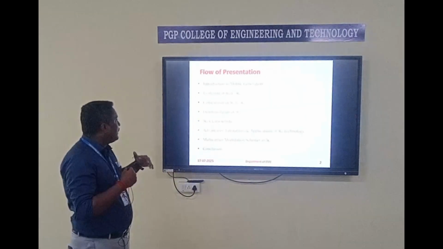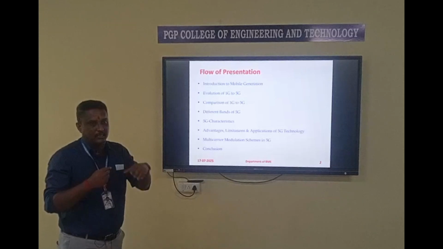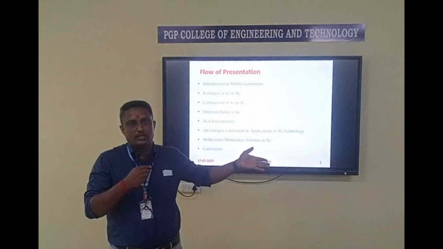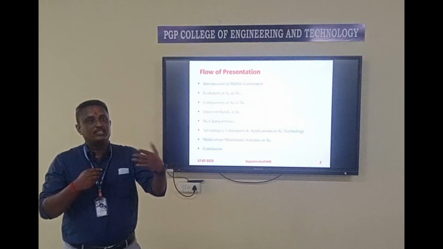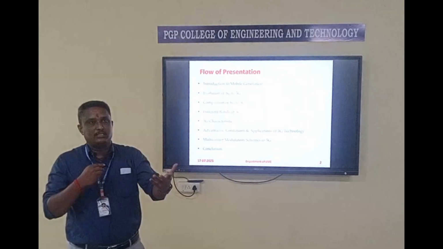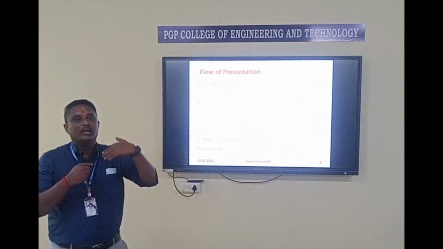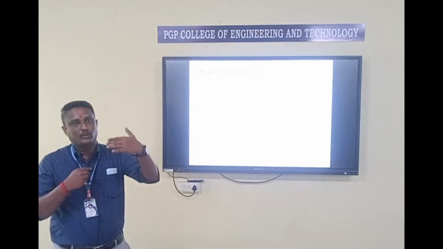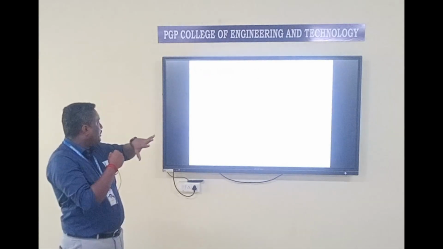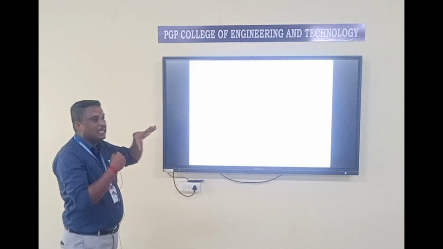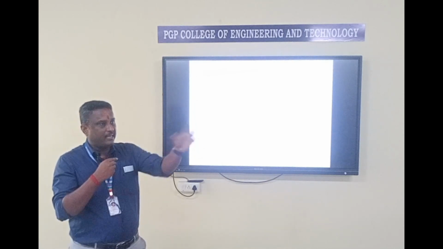The second one is the evolution from the first generation to the fifth generation. What are the parameters? What is the range? What is the data rate? What is the spectral efficiency? What is the advantage? How has the technology developed from one generation to the next? That part we are going to discuss, the evolution of 1G to 5G.